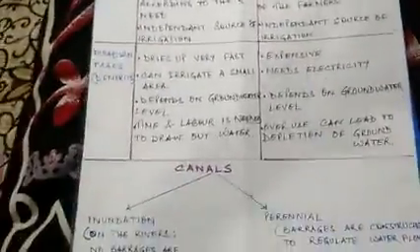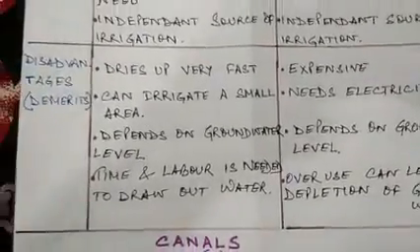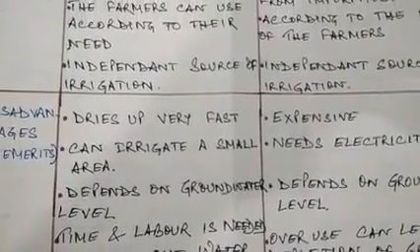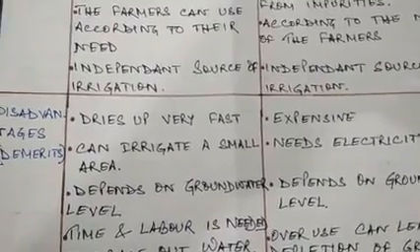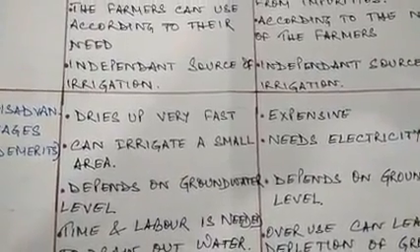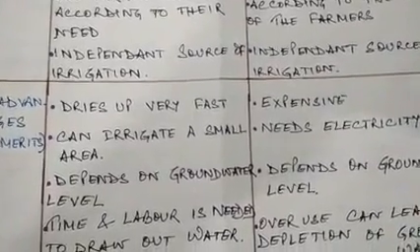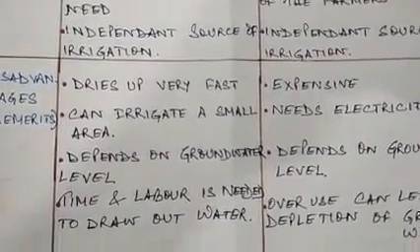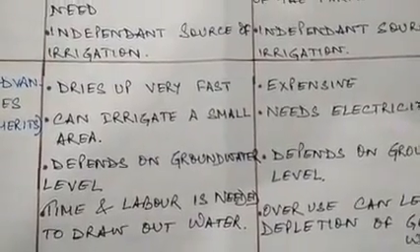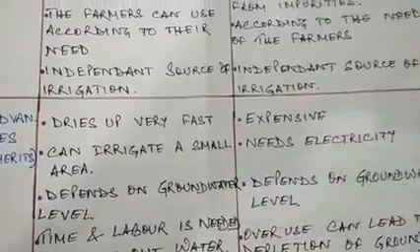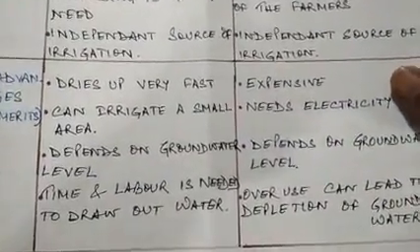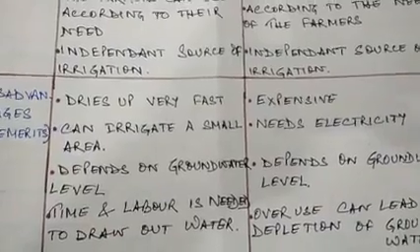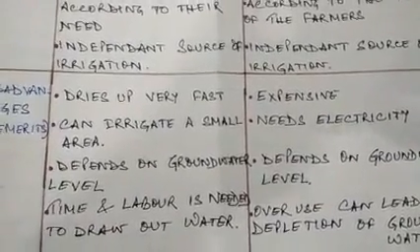Now, apart from advantages, there will be a share of disadvantages. First disadvantage of well: it dries up very fast. If it doesn't rain for a year or 2, then the level of the well water goes down very fast. They can irrigate only a small area. Wells cannot irrigate a large area. The well depends on groundwater level. If the groundwater level is high, wells will have water in them.